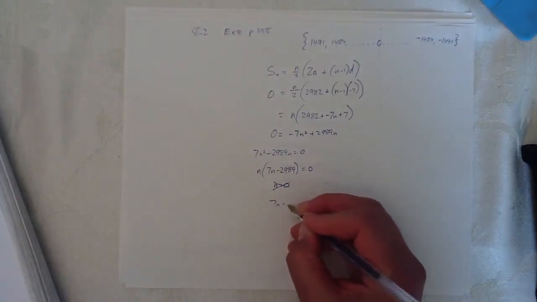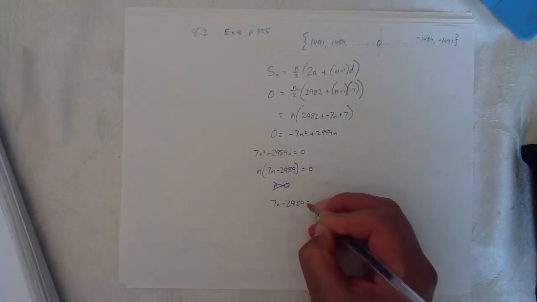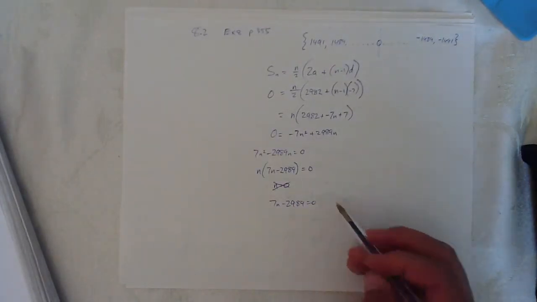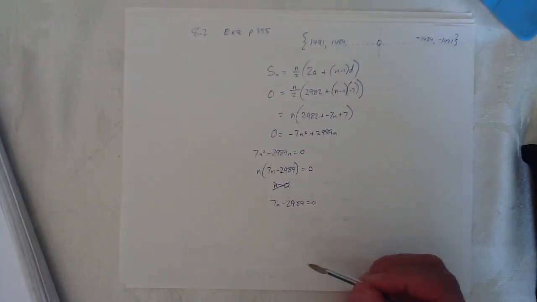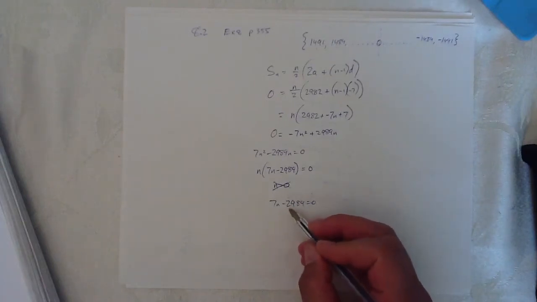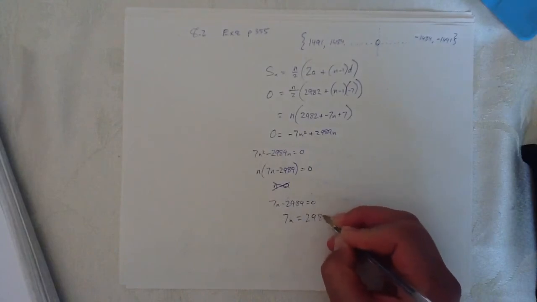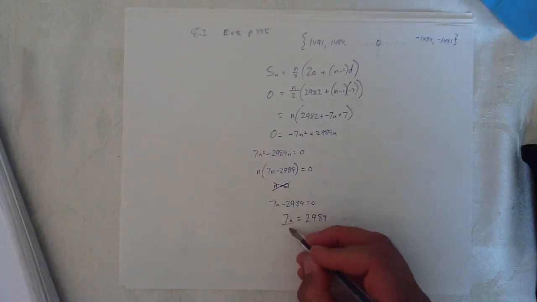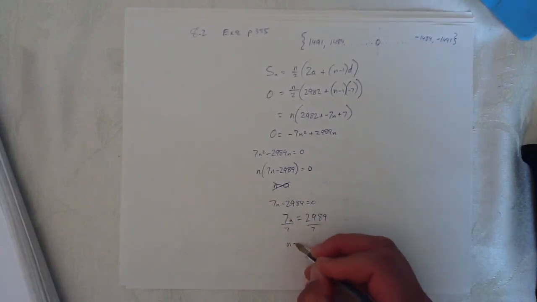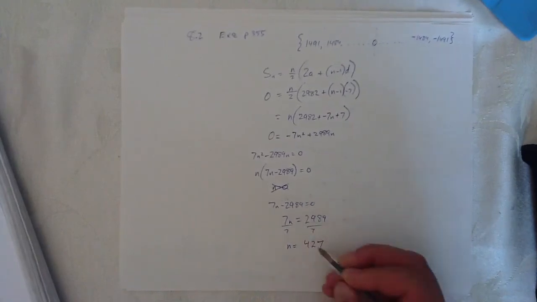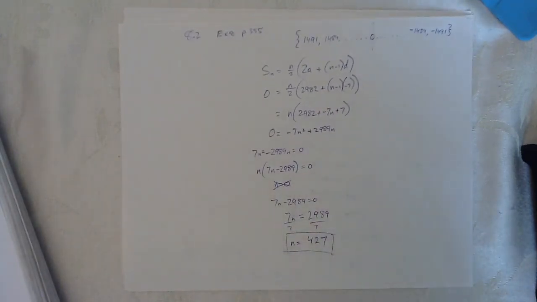But 7n minus 2989 equals 0. If we can figure out what n is here, that'll probably give us the correct number. So if we add the 2989 to both sides, and then we divide both sides by 7, we get n equals 427. And that is our answer.